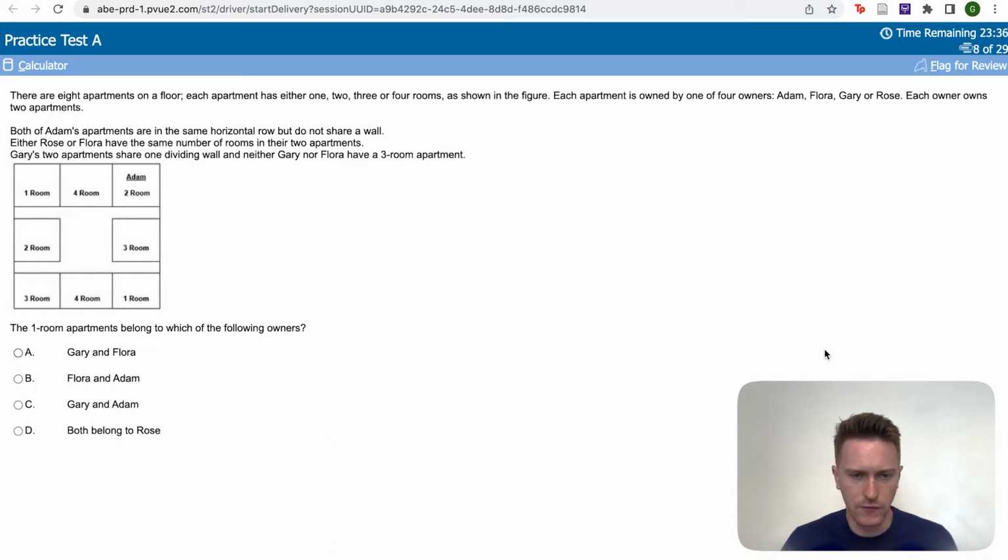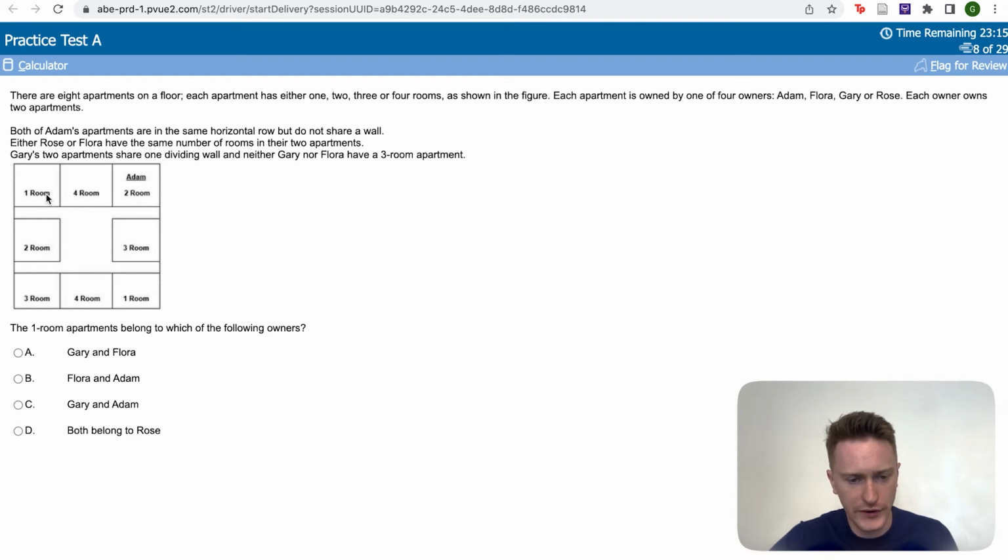There are 8 apartments on the floor. Each apartment has, okay, we've got some information there. Owned by one of 4 owners, fantastic. They own 2 apartments, okay. Both of that, okay, fine. We've got Adam owning this one here. Adam's apartment's in the same horizontal row but does not share a wall, so it can't be this one. Adam must own this one.